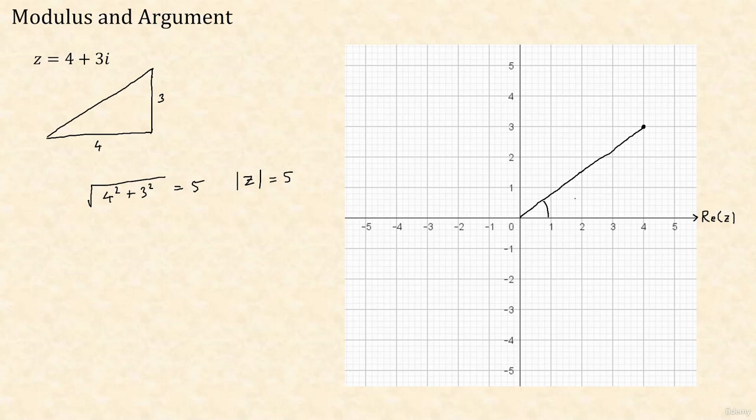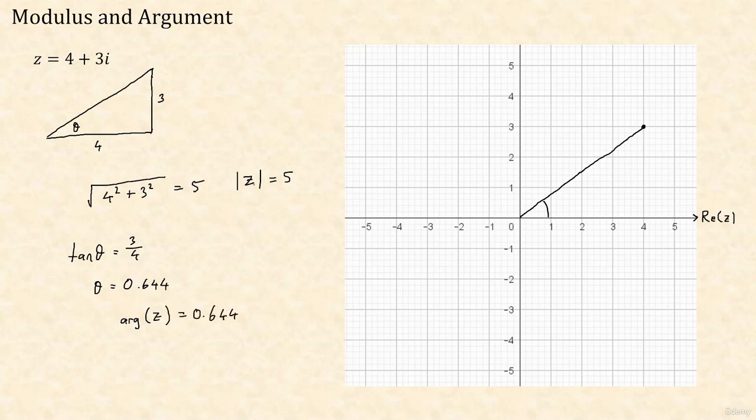So what is it in this case? Well, it's this angle here, and in our triangle it's simply this here. So we can use tan to work that out. So we're just going to say that tan of theta is 3 over 4. And we just work this out on the calculator, ensuring we're in radians. And in this case, it's 0.644. And what we would say then is that the argument of z, we simply write arg z, is 0.644.